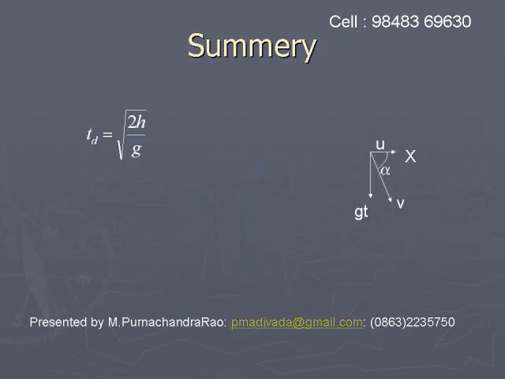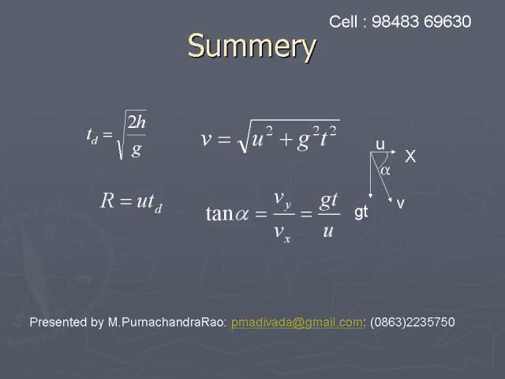Time of descent Td is equal to square root of 2h by g, and the horizontal range r is equal to u into Td, that is equal to u into square root of 2h by g. The resultant velocity is square root of u square plus g square t square, and the angle it strikes with the ground is tan alpha is equal to vy by vx, that is equal to gt by u.